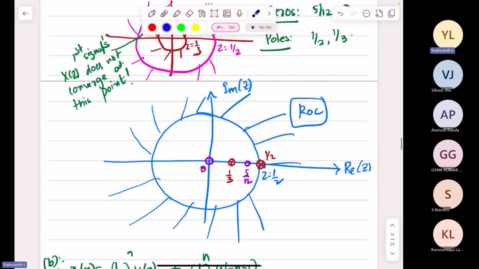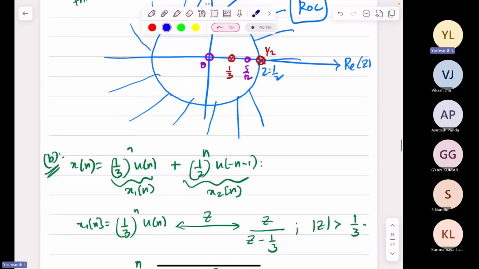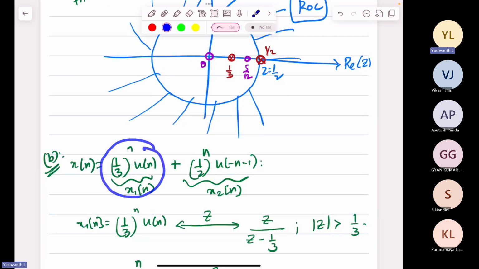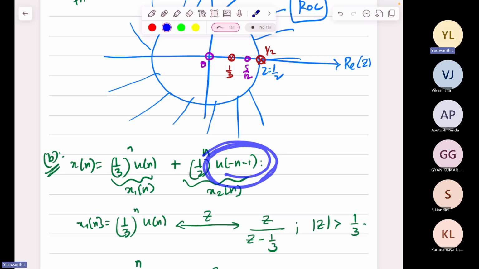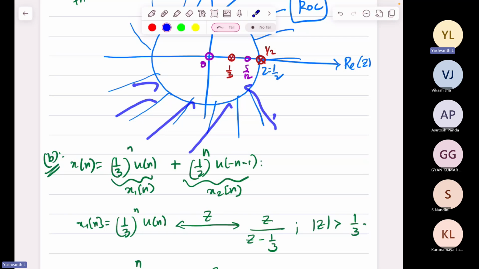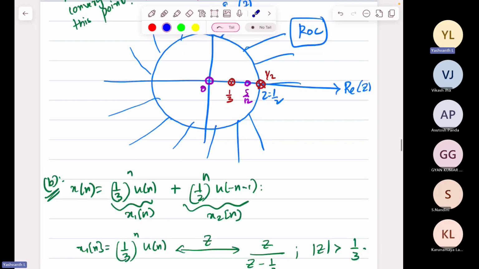Now the second question is for the signal (1/3)^n u[n] + (1/2)^n u[-n-1]. It is the same as the previous question, except that for the (1/2)^n part, u[n] became u[-n-1]. That is, it became left-sided. In the previous question, both were right-sided, and the sum of two right-sided signals is again a right-sided signal. That's why the overall ROC turned out to be the exterior part of a circle.